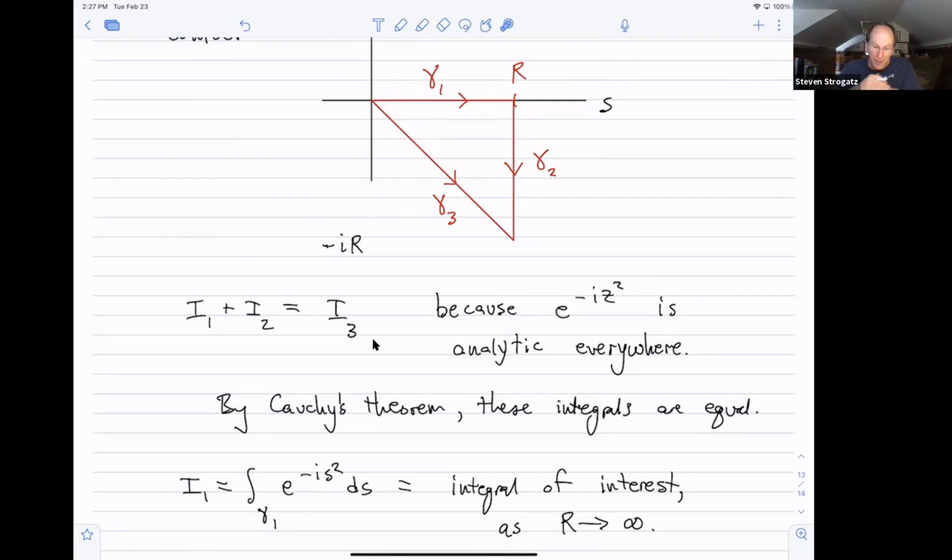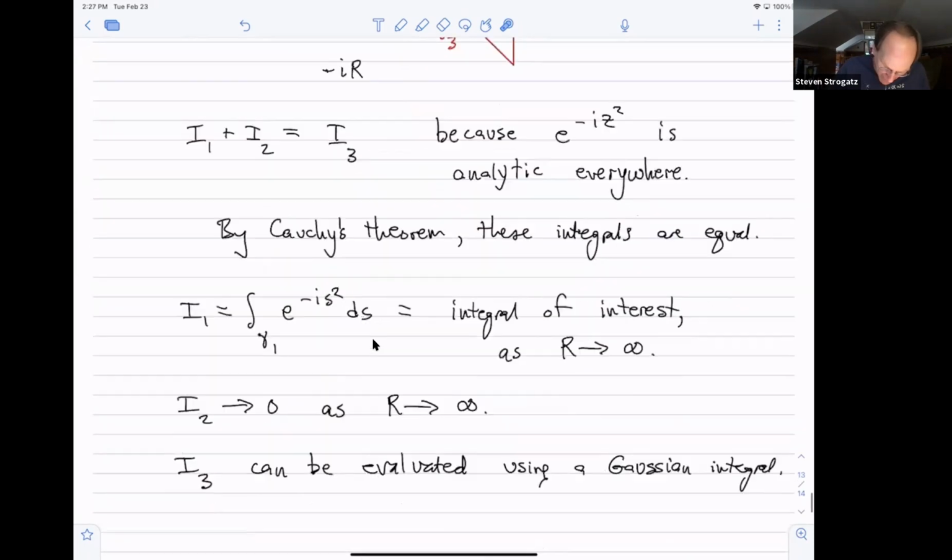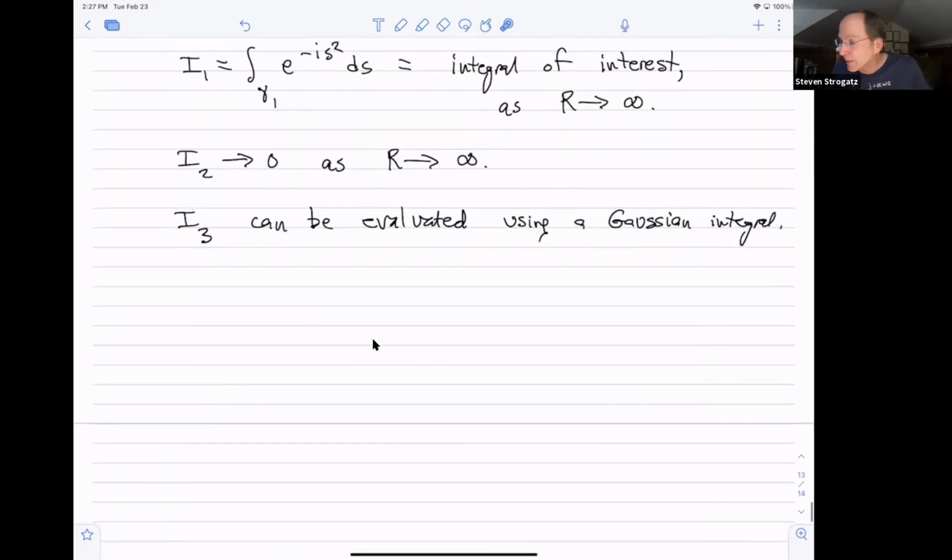And so what you do in these problems is compute an integral you're interested in by comparing it to one that you can compute, which is going to be this one. And they differ only by something that's going to turn out to go to 0. So anyway, let's just do some of the steps. All right, so I3 gives us a Gaussian integral. So you have to parameterize that curve gamma 3. That was that diagonal line going down.